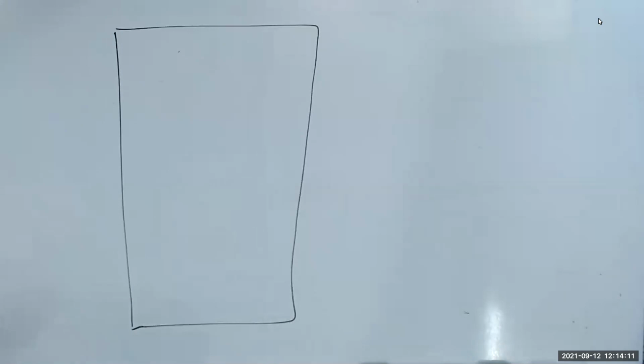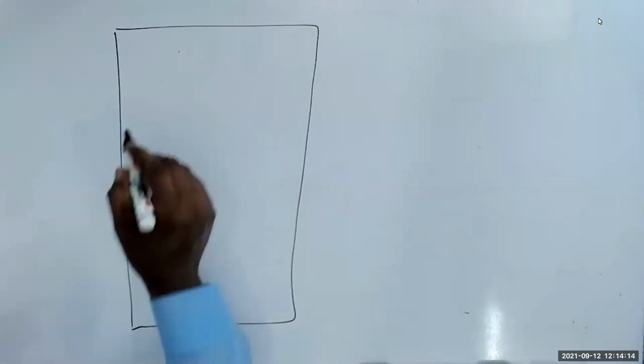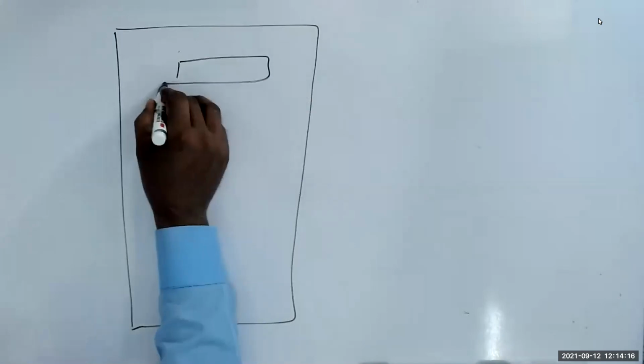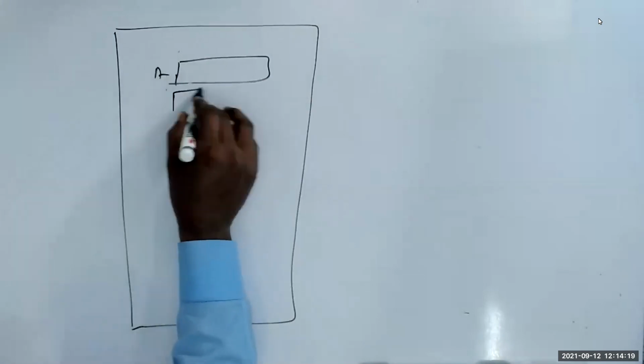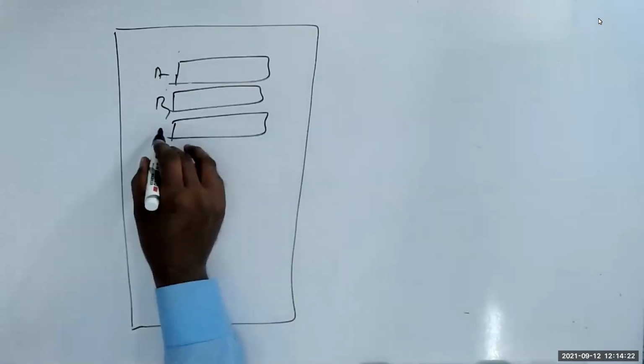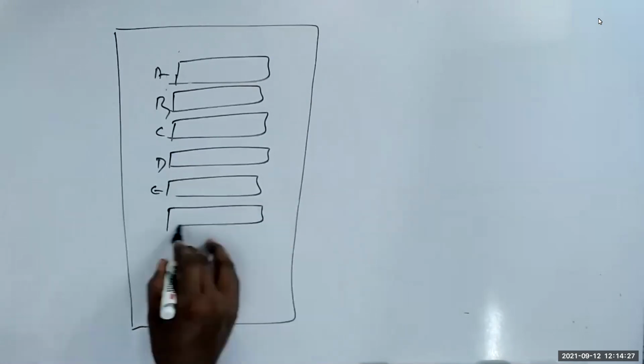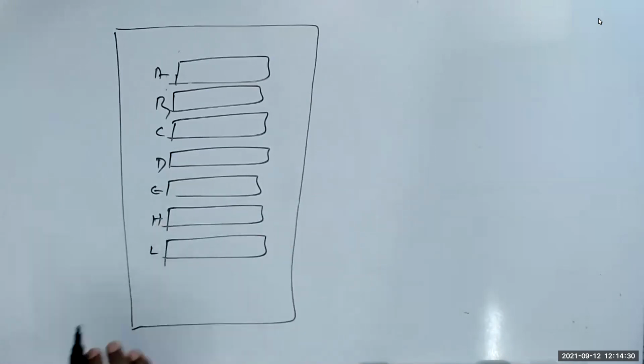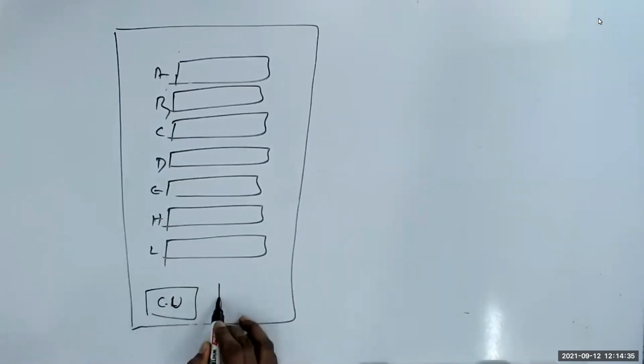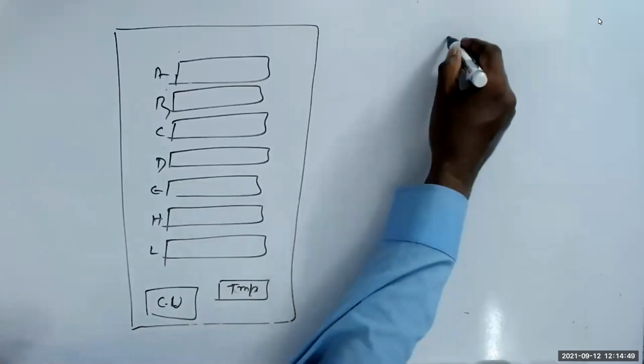Now we have a microprocessor which has A, B, C, D, E, H, L, and it has a control unit and a temporary register. Now I have a memory.